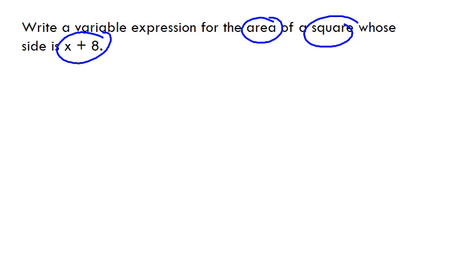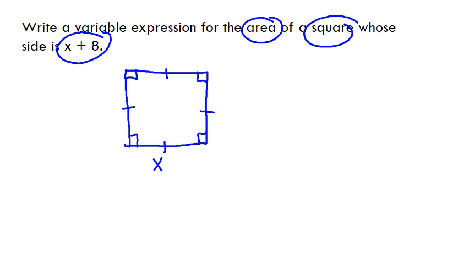So if we're not quite sure how to do that, we're going to first draw a picture. So we're going to draw a square. We know squares have 4 equal sides and 4 right angles, okay? And we know a side is x plus 8, and since all the sides of a square are x plus 8, that means this side is also x plus 8. And we know to find the area of a square, you do length times width, or side squared.